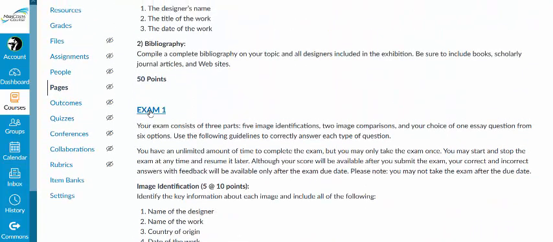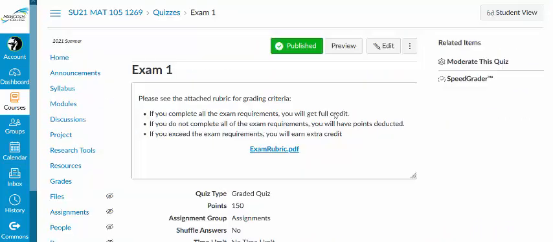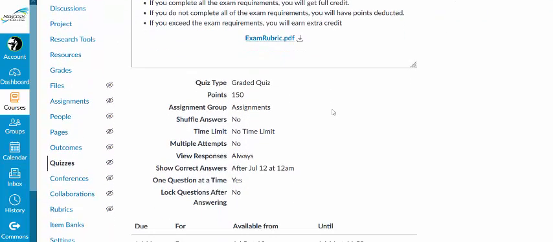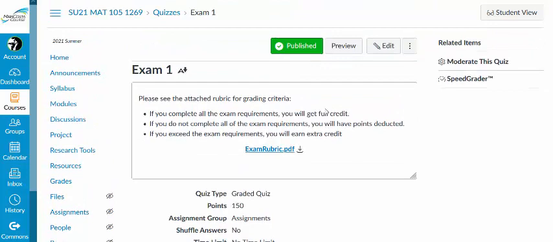Just click this link and that will take you into the exam. Yours may look a little bit different than mine, but you'll clearly understand how to get started.